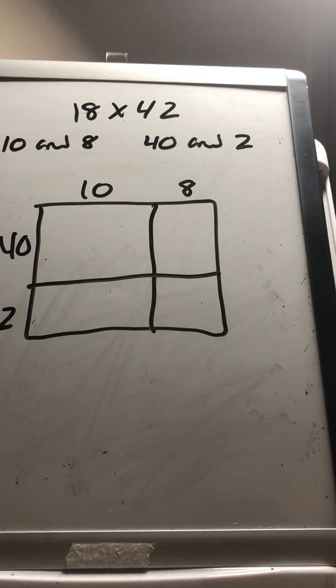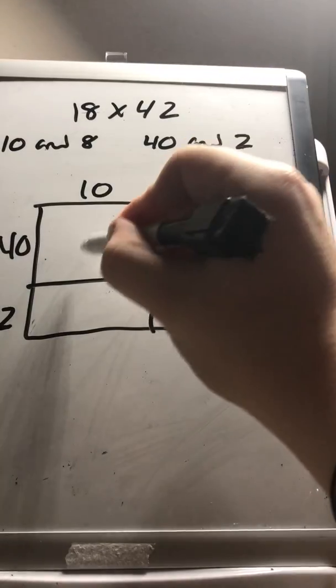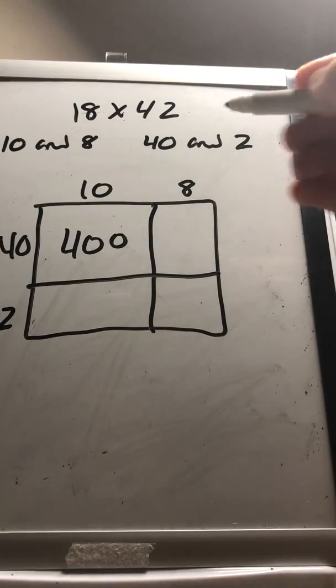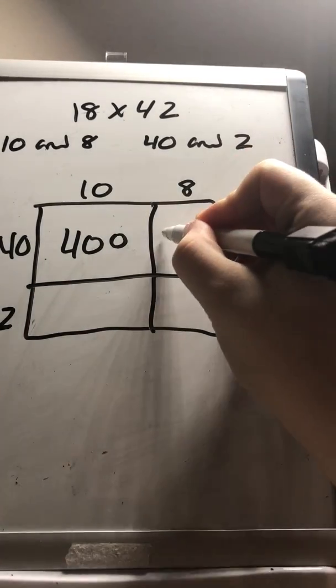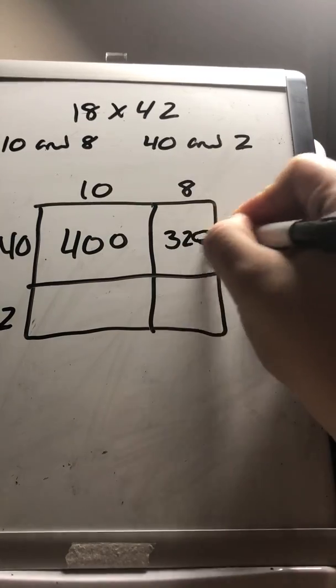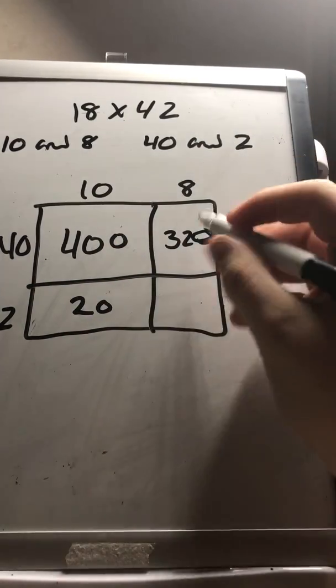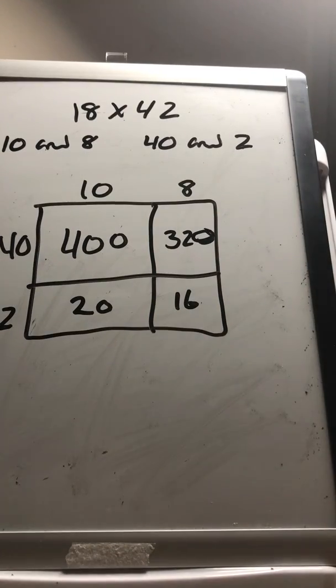And now we can start multiplying. 40 times 10 is going to be 400. 40 times 8 is going to be 320. 10 times 2 is going to be 20. And then 8 times 2 is going to be 16.